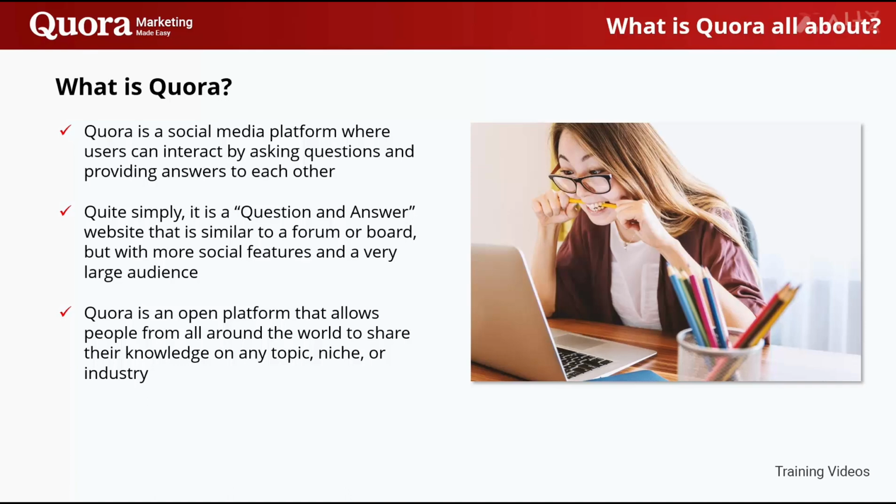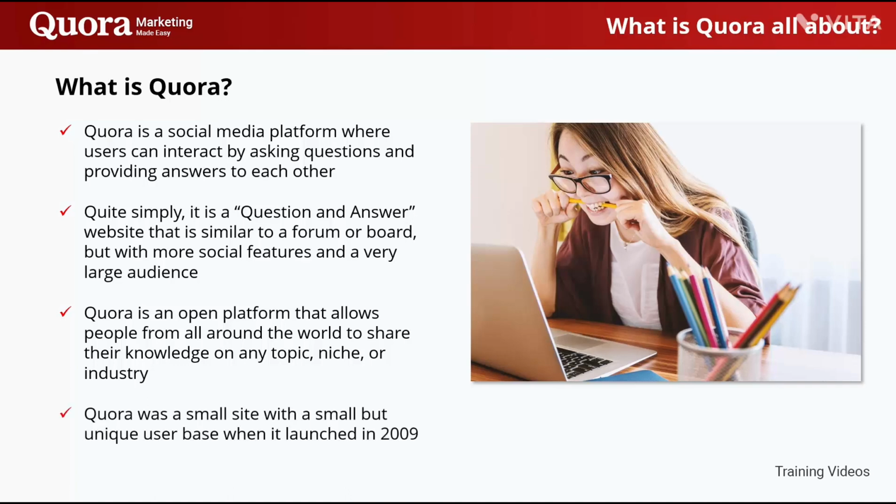Quora was a small site with a small but unique user base when it launched in 2009. It was mostly used by tech experts and other industry people. It grew more and more popular once word got out that it was being used by high-profile people, such as Facebook co-founder Dustin Moskovitz, and today it is the largest Q&A site on the internet.